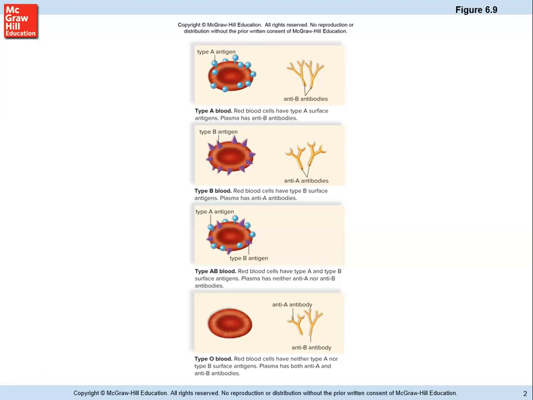So before you ever receive a blood transfusion, they should type your blood, which is a test that determines under what circumstances your blood clots, under what circumstances it does not clot, and that then tells them what blood type you are and what blood type they should give you.